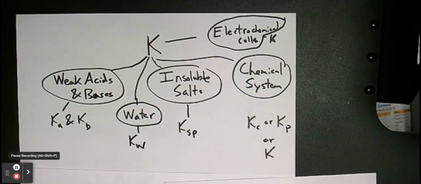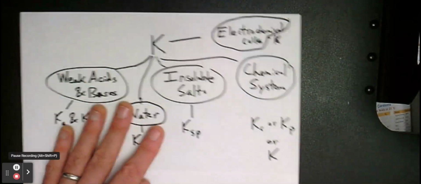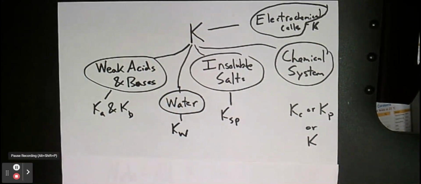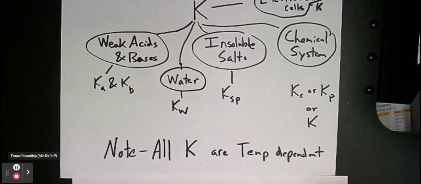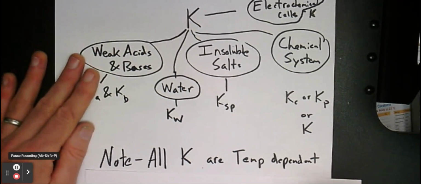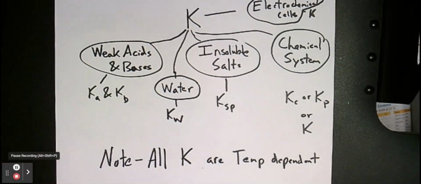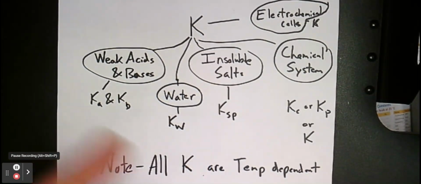So all of these Ks, what we're going to do today applies to how we write these expressions. K equals, the subscript, the A, the B, the W, Ksp, all that may change, but this applies to all of them. One thing that applies to all of them is that they're all temperature dependent. So if I change the temperature, then I'm going to be changing the K value, the number.